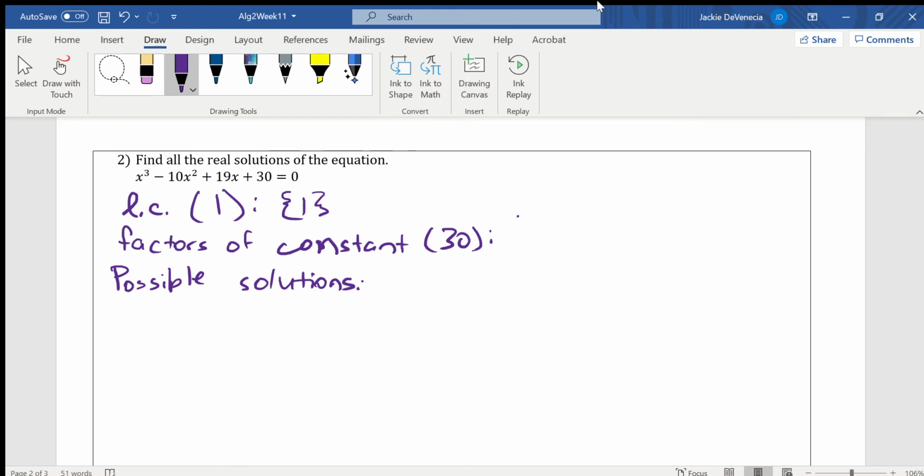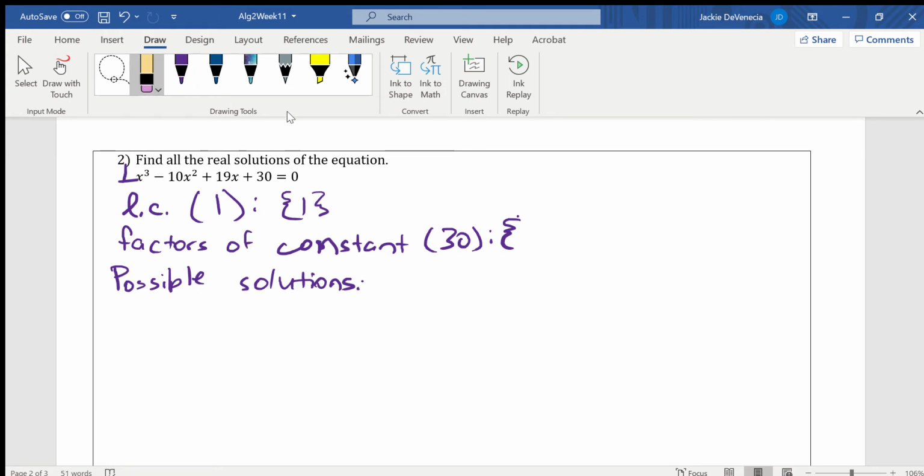Okay, so we're going to go ahead and try to find the real solutions of the equation down here. I start off finding the leading coefficient factors, and luckily for me, it's just 1, because the leading coefficient is 1. Now the factors of the constant, 30, the one without the variable.